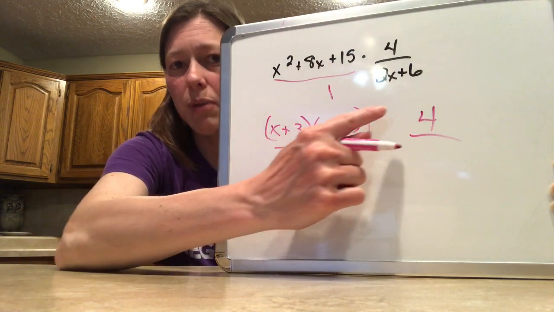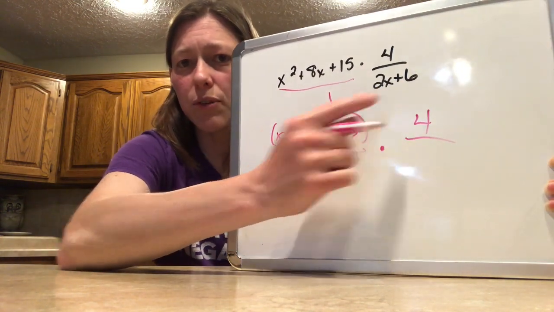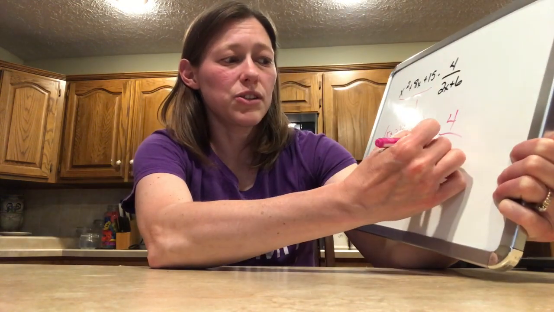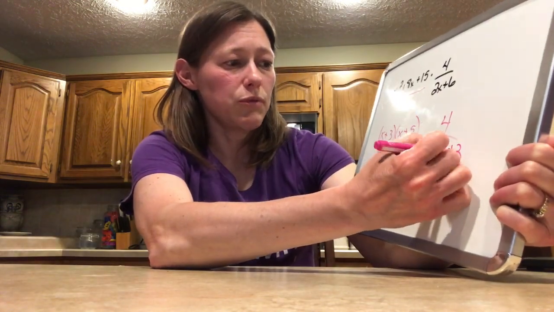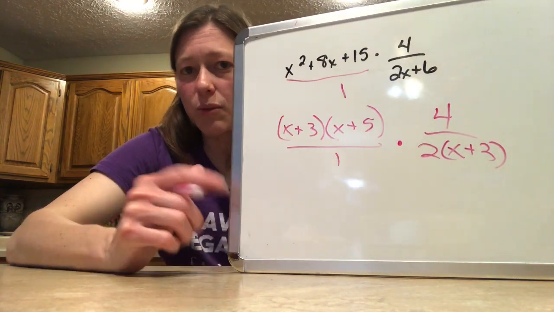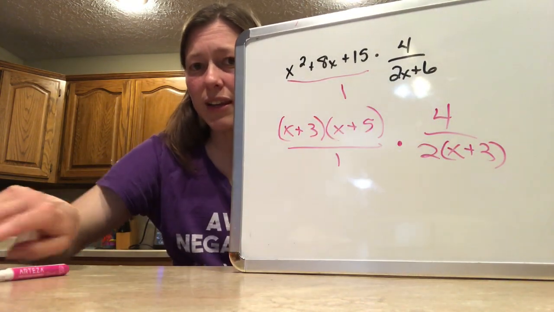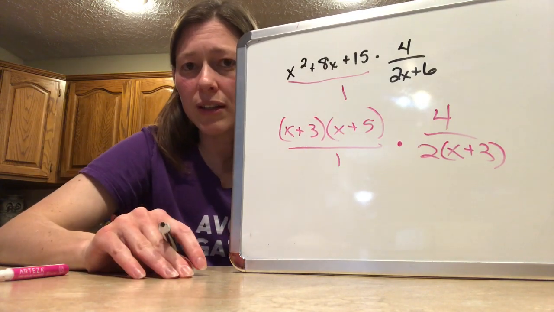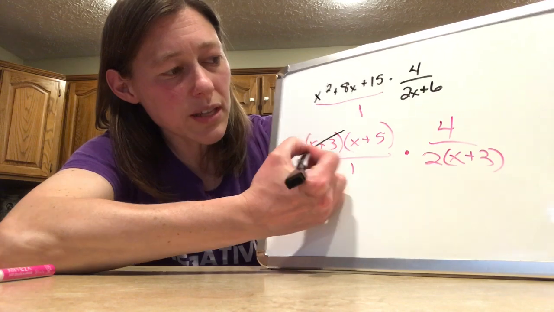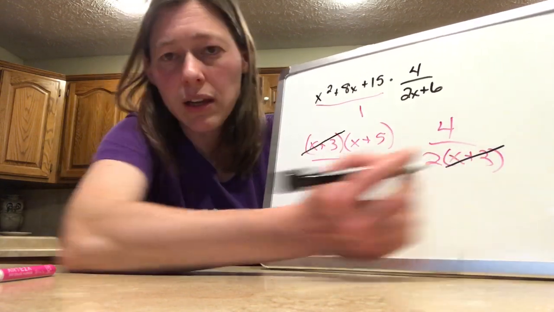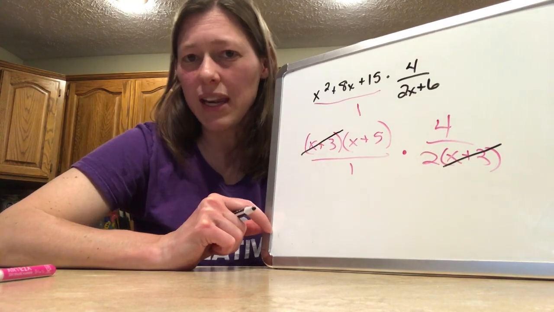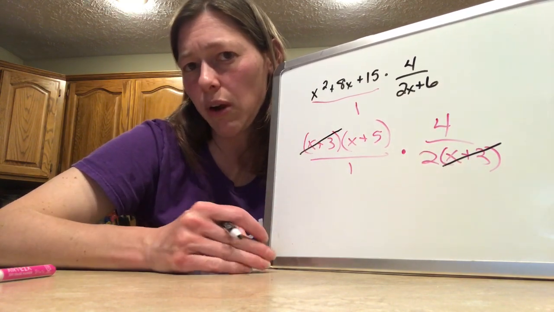How about the bottom here? Is there anything we can do to factor that one? Yep, we're going to take out a GCF, and that GCF would be 2. So we have 2 times x plus 3. Now we're going to look at this. Is there anything that you see that we can cross out? This is the most fun piece. As long as one is on the top and one is on the bottom, it doesn't matter if it's diagonal. Anything else we could cross out?